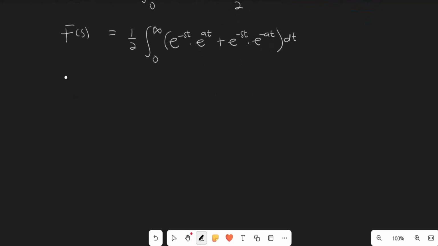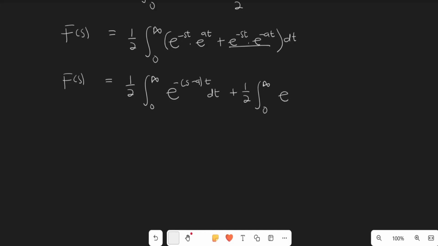Let's split this one into two different integrals. So we have 1/2 the integral from 0 to infinity, and now using the laws of indices here again, we are going to have e raised to the power negative, outside, s minus a, all this one multiplied by t, and then dt. The next one is going to be positive 1/2, the integral from 0 to infinity of e raised to the power, laws of indices here, that is going to be negative, outside, s plus a, and then this is multiplied by t, and then dt.